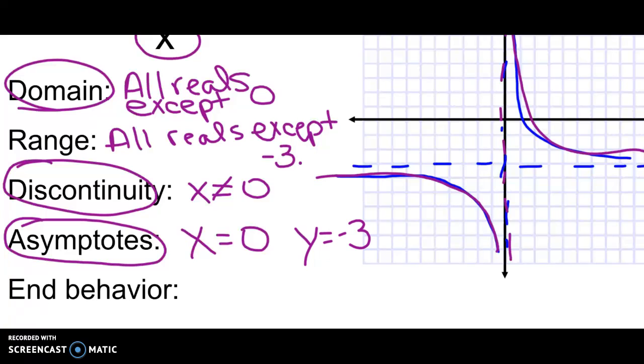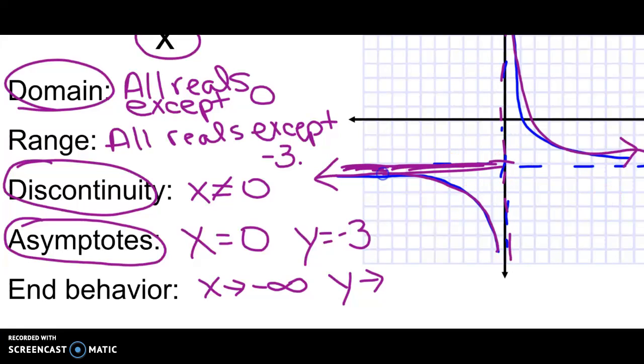All right, and let's go all the way back and talk about end behavior. So end behavior is what's going on the left and what's going on the right? Okay, so as x approaches negative infinity, y is approaching what number? Well, it never crosses this line right here. So it approaches negative 3. And as x approaches positive infinity on the right-hand side, y is also approaching negative 3.